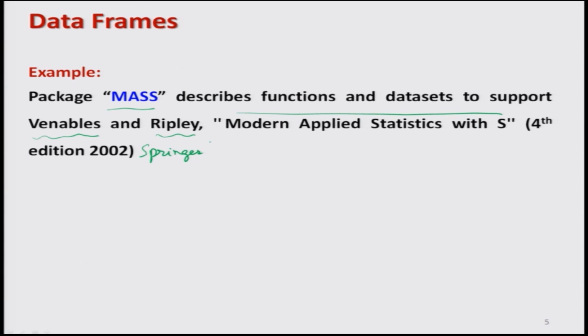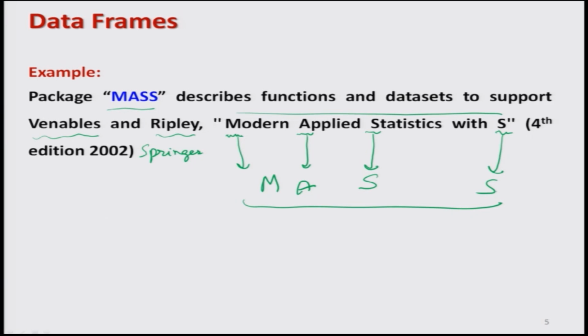The name MASS is the short form of Modern Applied Statistics with S: the first letter of Modern, M, the first letter of Applied, A, the first letter of Statistics, S, and with this S. So this is creating the package MASS. And this MASS contains different types of variables and different types of data sets. In order to understand the functions, utilities and different types of operations with the data frame, we are going to use one of the data sets contained in this package MASS.